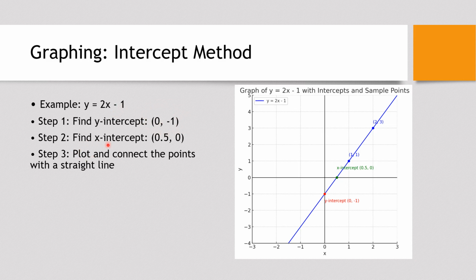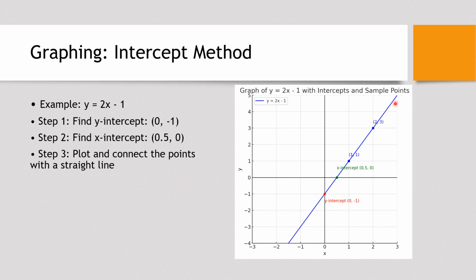Then the next one, the intercept on the x-axis. In this case too, we put y to be 0. When we put y to be 0 and solve for x, we end up getting 0.5 as our answer for x. Therefore, the point on the x-axis will be (0.5, 0). Then we plot and connect these points in a straight line, as you can see here.